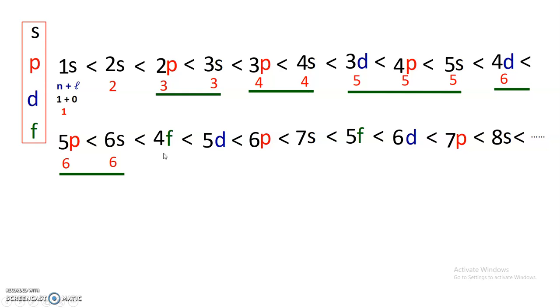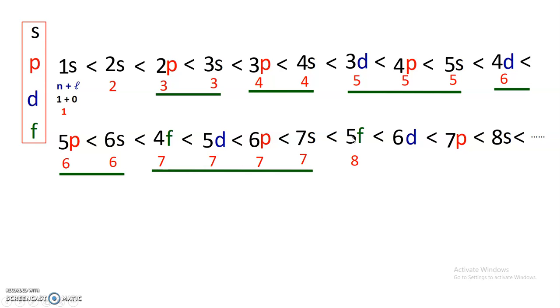Similarly, for the 4f orbital, n plus l is 4 plus 3, that is 7. For 5d, 5 plus 2 is 7. For 6p, 6 plus 1 is 7. And for 7s, 7 plus 0 is 7. These four orbitals have the same n plus l value, but n increases like this: 4, 5, 6, 7. So electrons enter 4f before entering 5d, and accordingly orbitals are filled.